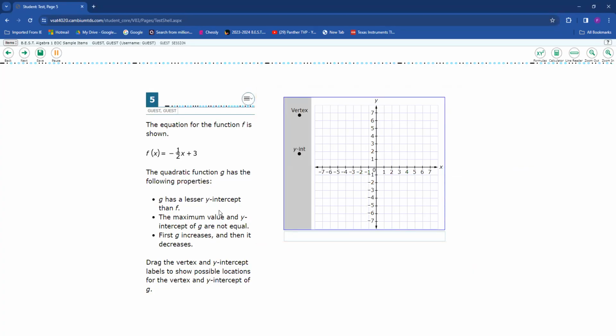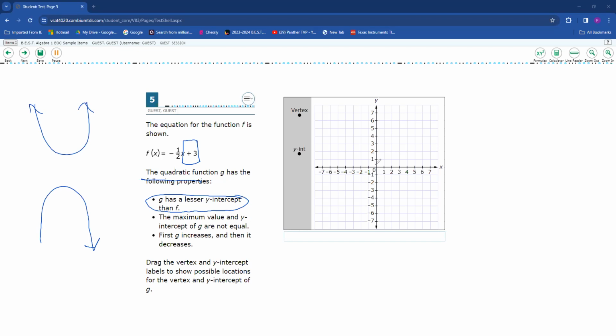Okay, so this one, the first function is linear, and all we need to get from here is the y-intercept, which is already given to you as f of x, that means that positive 3 is the y-intercept. Now the quadratic functions either look like this, a parabola going up, or if it's negative, it's going to go down. So g has a lesser y-intercept than f, so it has to be less than 3.